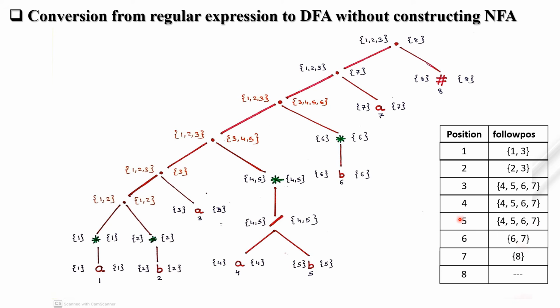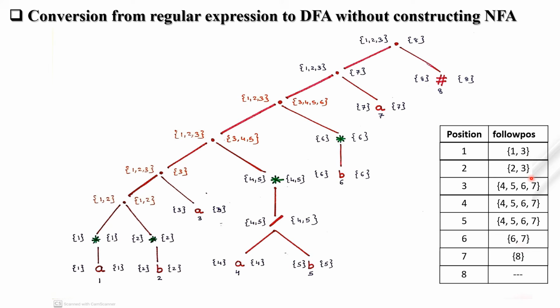There are positions 1, 2, 3, 4, 5, 6, 7, 8. 3, 4, 5 and 6, we put the 7. Now for this concatenation symbol, we have to put 6 at which position? At 3, 4 and 5. We put 6 at 3, 4 and 5. Now for this concatenation symbol, we have to put 4 and 5 at which position? At position 3. Similarly for this concatenation symbol, we have to put 3 at 1 and 2.